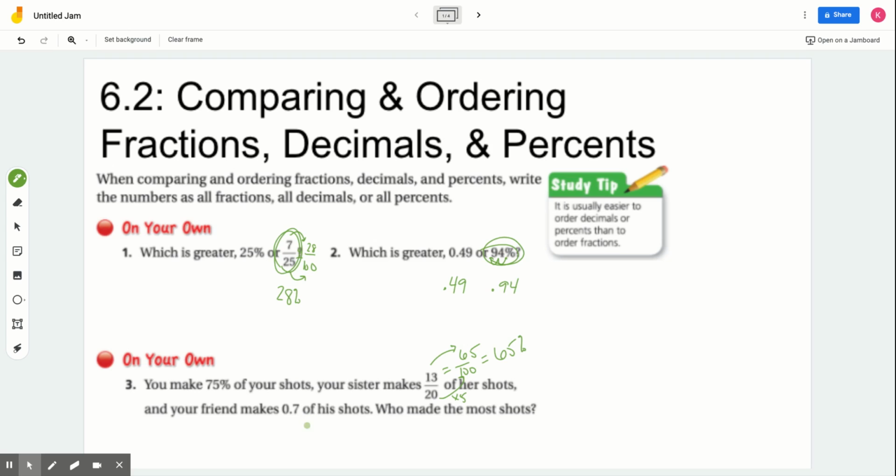Now go ahead and change 0.7 to a percent. As you change 0.7 or 7/10ths to a percent, you move the decimal 2 places to the right and add that 0 for a placeholder. So we now are comparing you with 75%, sister with 65%, or your friend with 70%. Who made the most shots? Well, the largest percentage is you. So you made the most shots.